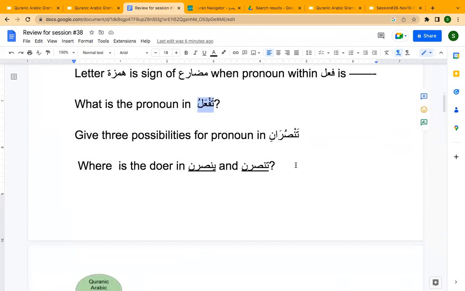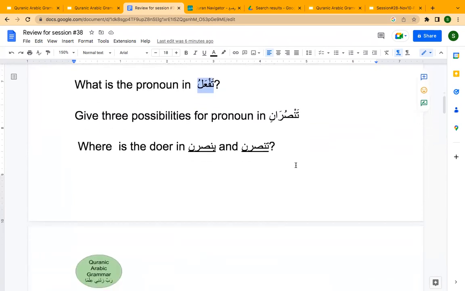Okay, now I'm going to ask you the next question. Where is the dual in yansurna and tansurna? Very well done. Noonun niswa, very well done. So your noonun niswa is the dual in hunna yansurna and antunna tansurna. Which one is the third person? The first one or the second one?